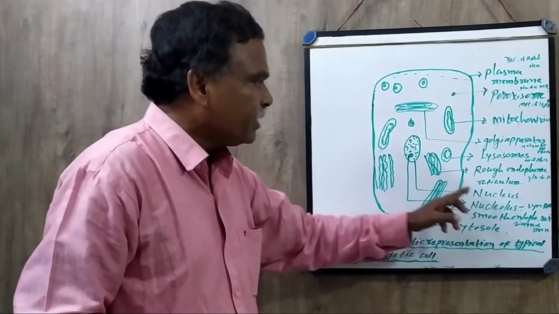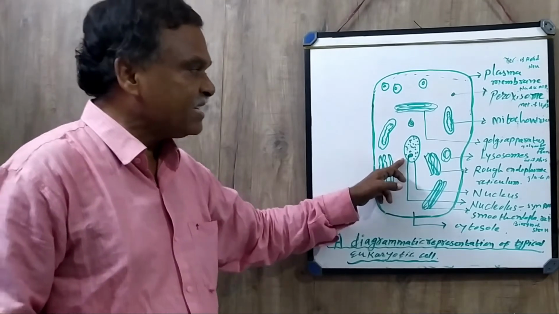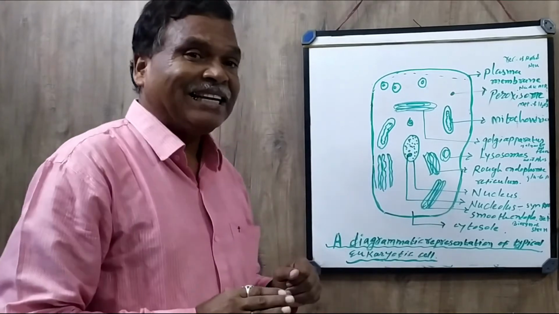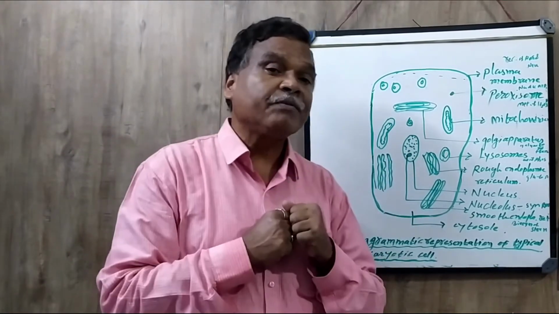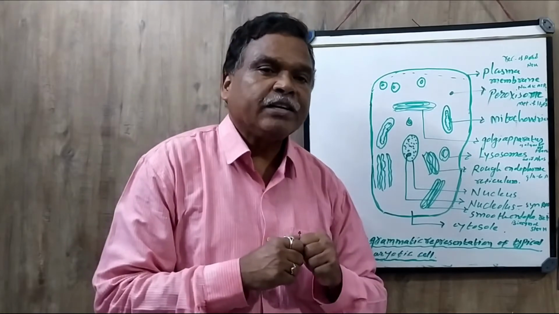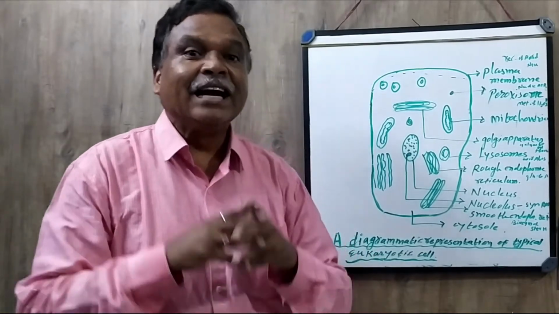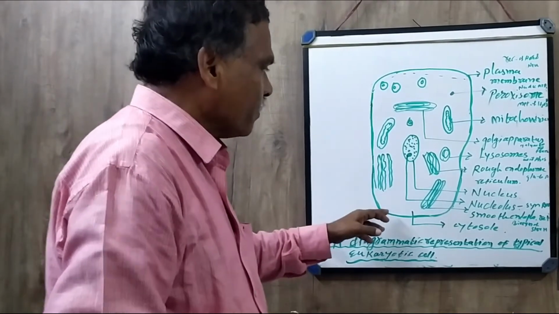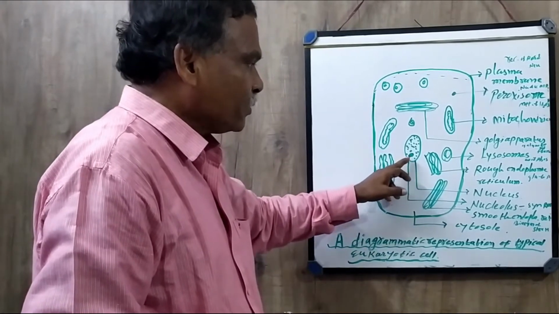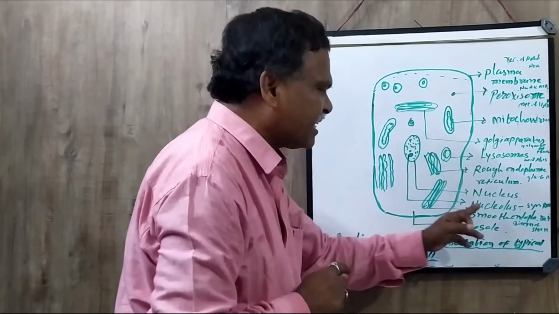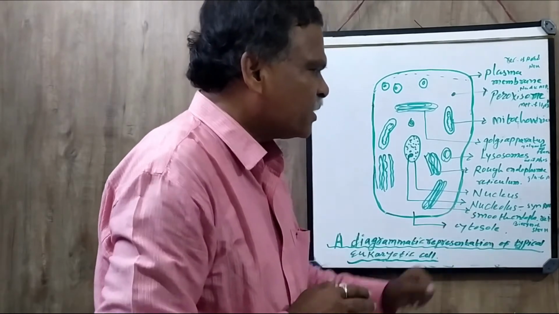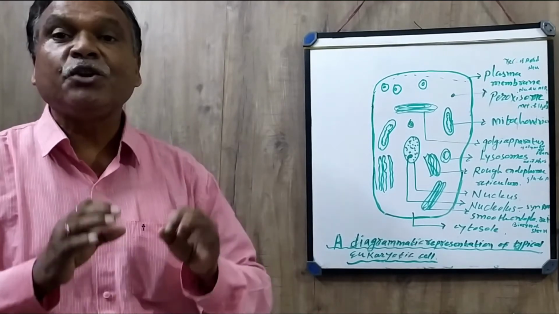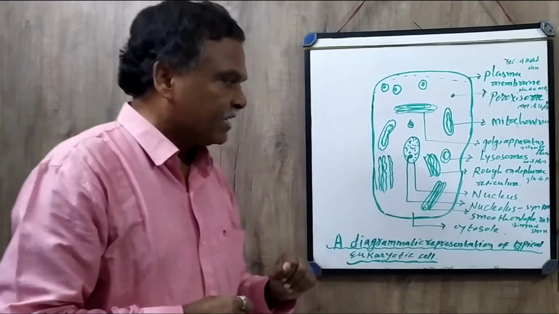Then the nucleus. The nucleus is present in the center. It is a major component of the cell and it contains DNA. The functions of DNA are repair of DNA, replication of DNA, and transcription of DNA. Another component present inside the nucleus is called the nucleolus. The nucleolus is responsible for the synthesis of RNA. DNA and RNA are nucleic acids. RNA is ribonucleic acid.